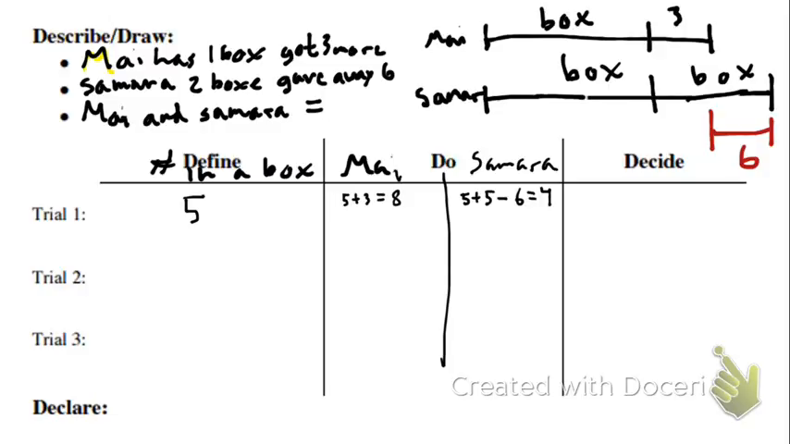Alright, so now my deciding. What am I deciding? If Mai equals Samara. That's what we're trying to know. Does Mai equal Samara? Well, Mai was 8. Samara was 4. So they are not equal. And I am going to put over here off by 4. That's how far apart they were. We want them to be the same.